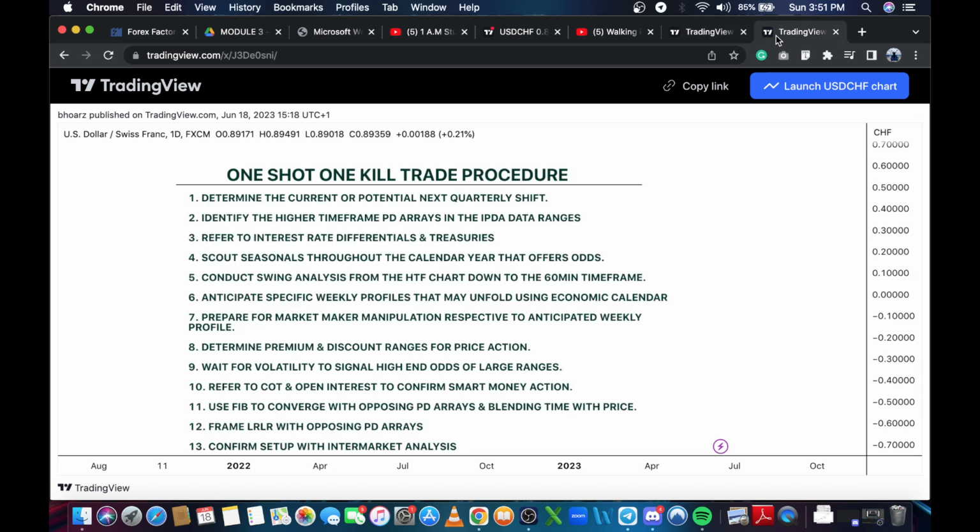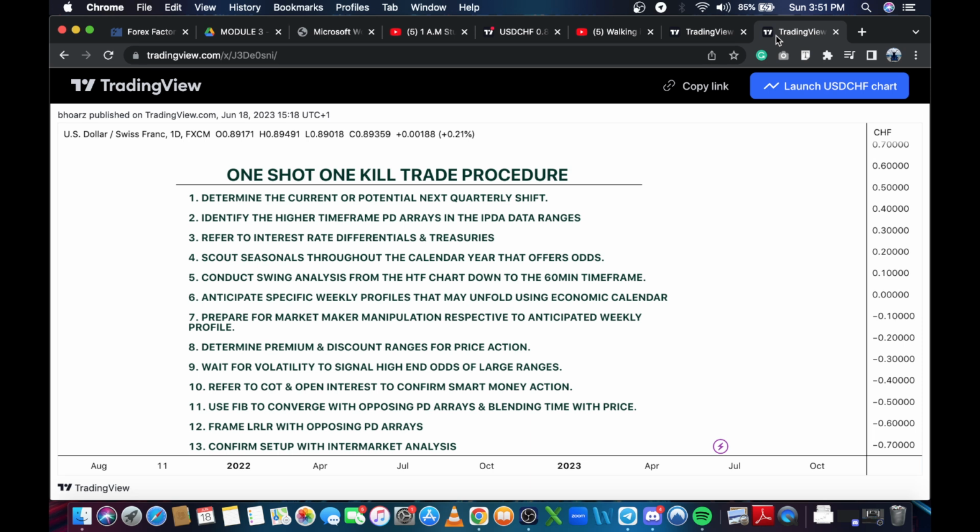Now, the one shot, one kill trade procedure. These are the checklists or protocols you need to run through in general. This is still a trading model, so you can use this in general for short-term trading, and these are checklists you need to cross off for your analysis before you go into execution.